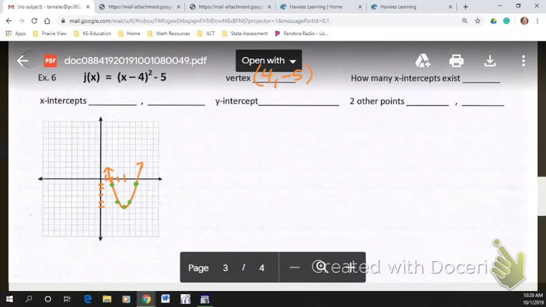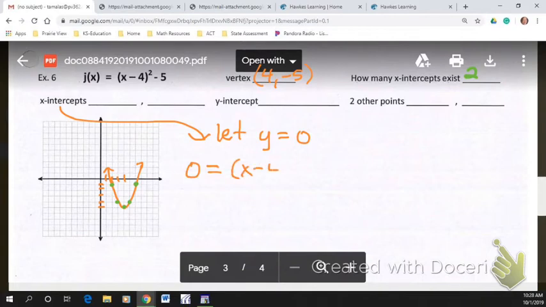So once you tell the computer there's 2, they're going to pop up 2 boxes for you to put your intercepts in. So anytime I want to know an x-intercept, I need to replace what? Y with 0. So for x-intercepts, let y equal 0. If I let y equal 0, I'm going to have something that looks like this.